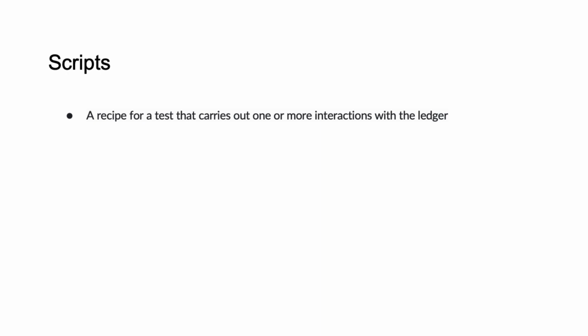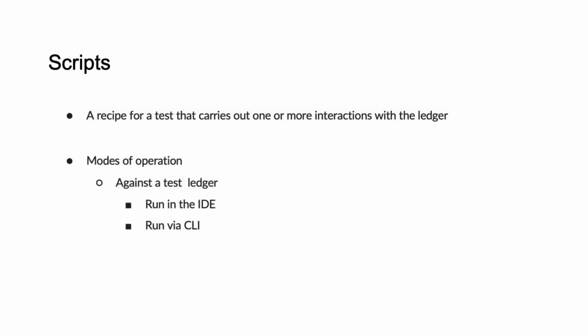The first one is scripts. We've already seen how scripts help us define test scenarios that simulate parts of a business workflow. When we run the scripts in Visual Studio Code as part of the Daml SDK, we're running them against a test ledger or temporary ledger. We can also run scripts using the command line interface, or CLI, against a temporary ledger. To run them against an actual ledger, we start a Daml Sandbox and run the scripts in that sandbox.